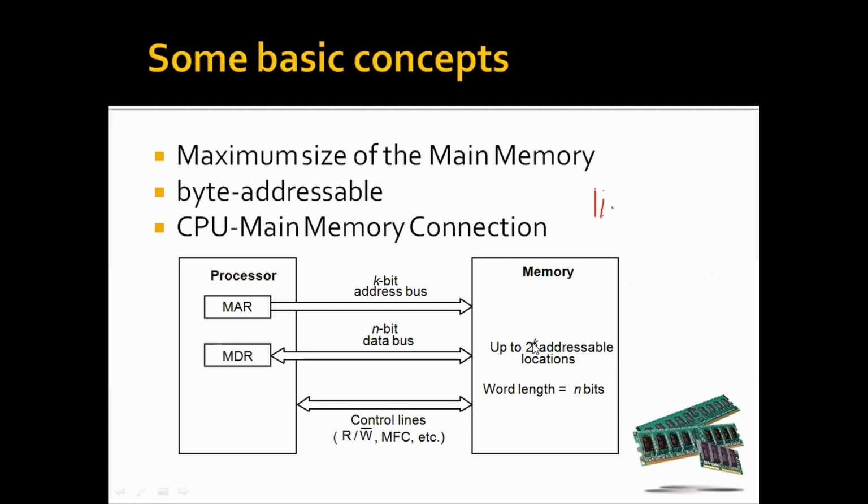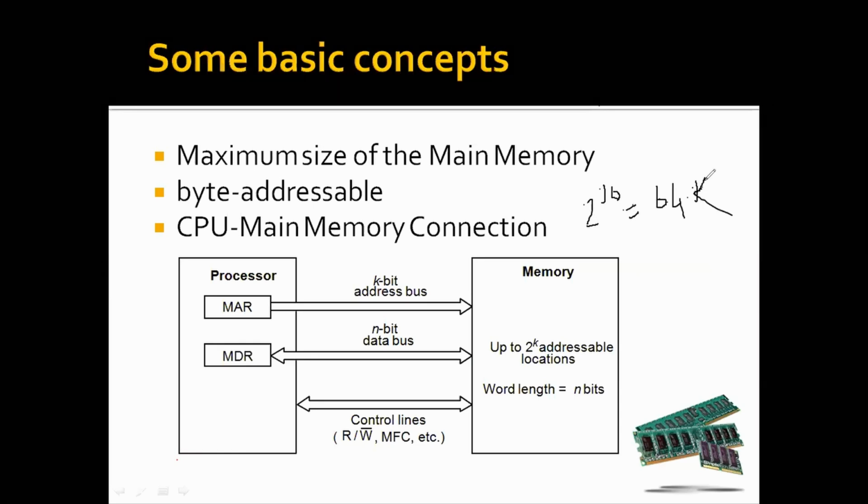Here, if I'm going to have a 32-bit address, what happens? I will be having 2 power 32. If you're going to have 2 power 16 locations, totally we will be having 64k memory locations. So this is the thing which happens. If I'm going to have 16 address bits, 2 power 16 is equal to 64k memory locations. On the other hand, if I'm going to have a 32-bit address, what happens?